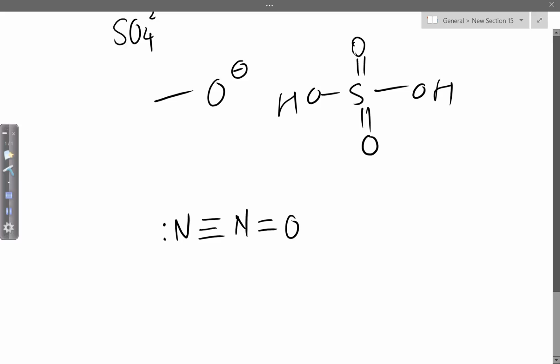This answer, right? So what's wrong with this answer? Is there anything wrong with the answer? The middle N got like 5 bonds, okay? So remember to always obey your octet rule. This nitrogen got 5 bonds, right? So this structure is wrong. And like what I mentioned, N is in the center, so how are you going to join them together? How are you going to join them together?